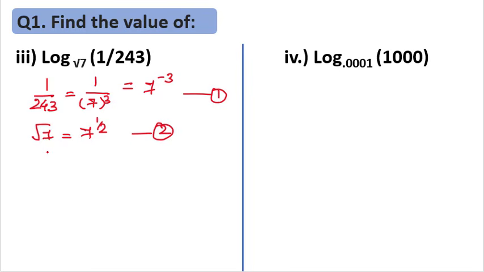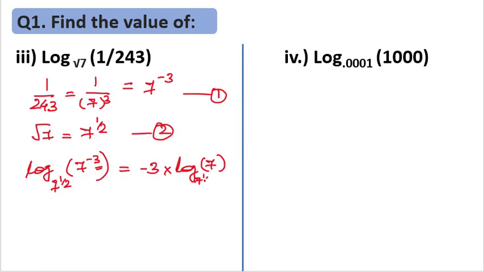Can we place these two values in the log that we have on the top? So log 7 to the power minus 3 to the base 7 to the power half. This is what the question actually is. Now, can we find this value? Yes, we can find this value very easily now. We already know what happens to this minus 3. It will jump out and it will become minus 3 multiplied by log 7 to the base 7 to the power half.